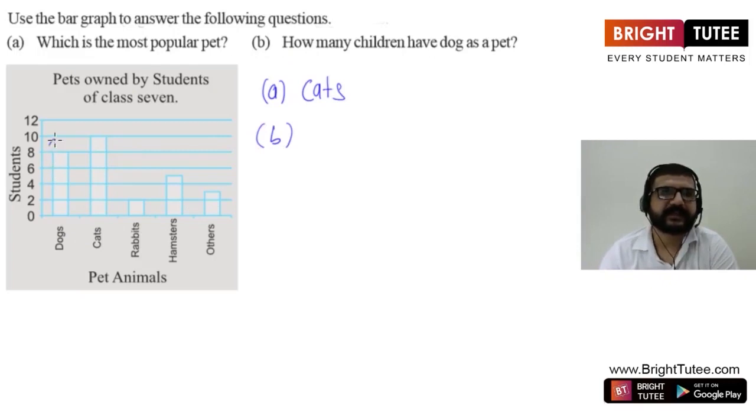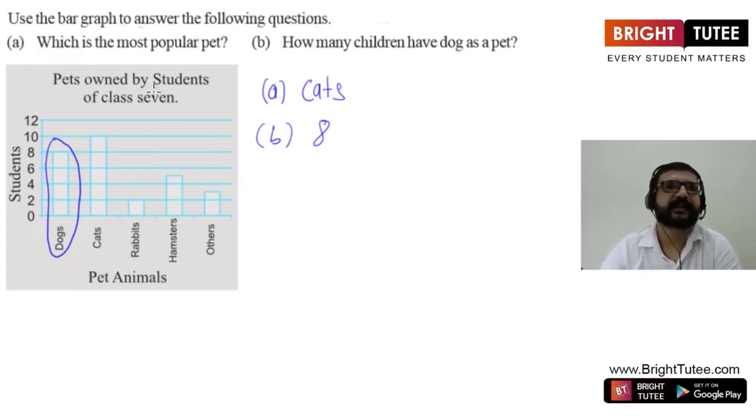Now as we can see, this bar is representing dogs, and the number of students having dogs as a pet is 8. Therefore the answer for this question will be 8. So this is how we can use the bar graph to answer a few questions.